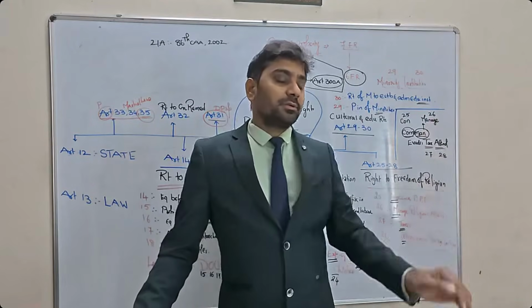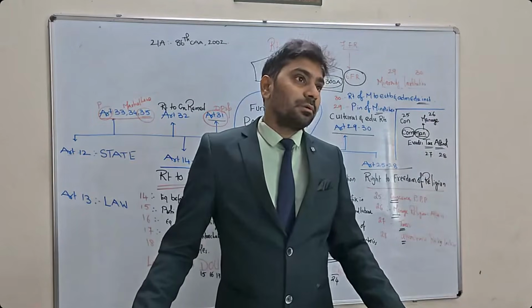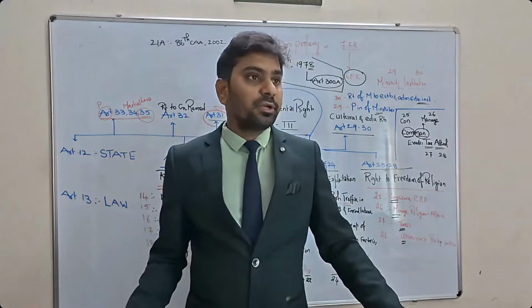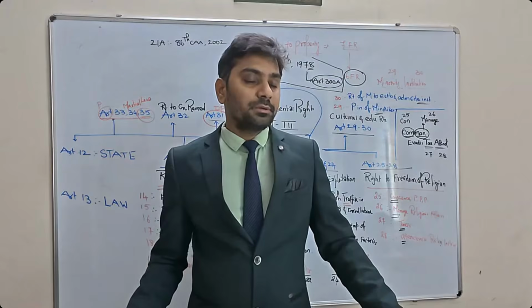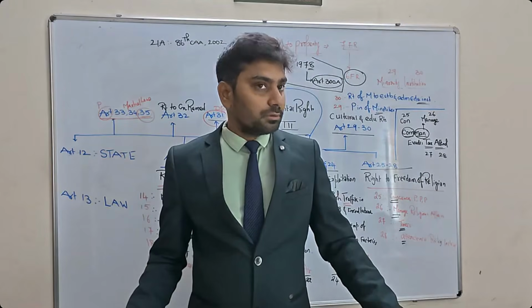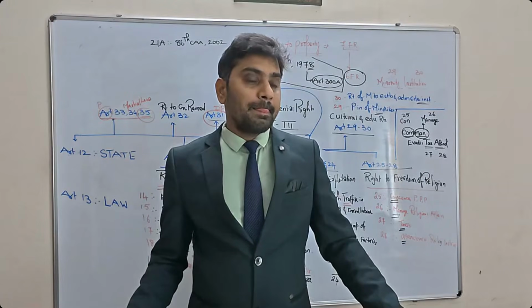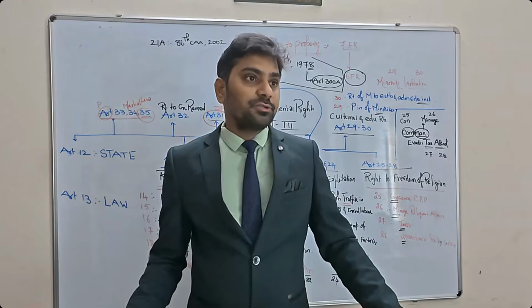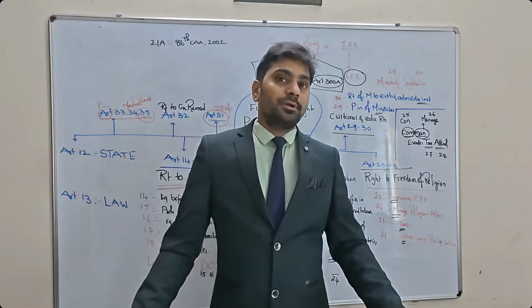Minority rights. Cultural and educational rights. Cultural and what are those articles? 29, 30. 29 is protection of interest of minorities. 30 is right to minorities to manage their own religious institutions. Right. Next.